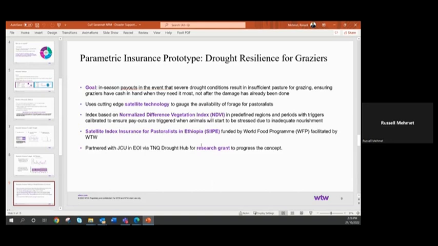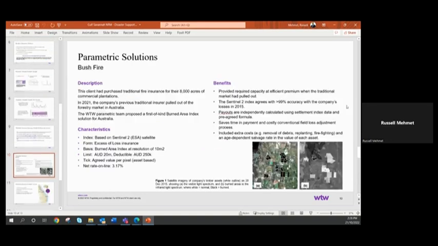So I'll just jump on to the next one. As you mentioned, bushfire. Has that come up, bushfire? Yep. Correct. Bushfire. Again, a very similar concept.